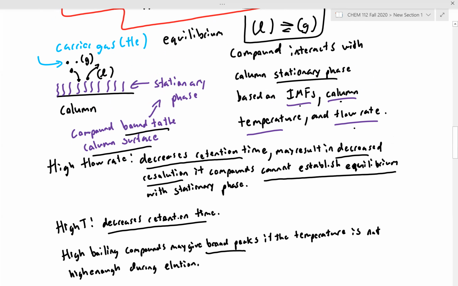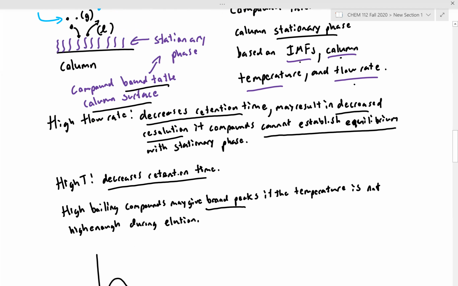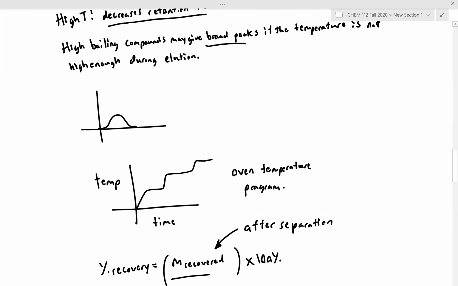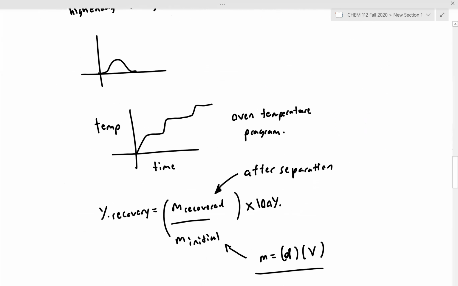Now, high temperature is not always bad. High boiling compounds can give pretty broad peaks if the temperature is not high enough, as our sample sluggishly absorbs to the column as it progresses through. So sometimes we do have to increase the temperature in order to get a reasonable peak shape. And that's pretty easy. We've already optimized the oven temperature to maximize separations.